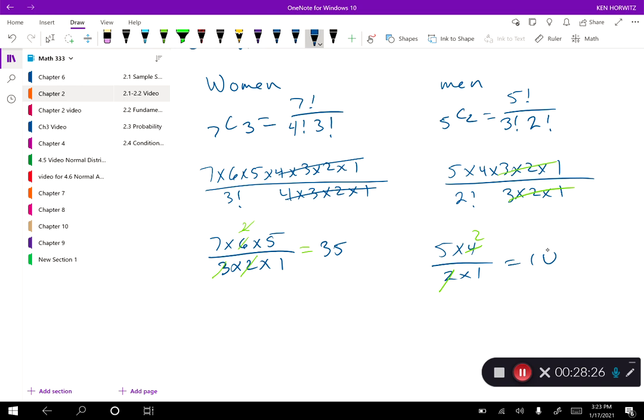So for the different ways to choose the women and the men, we use the fundamental counting rule. We have 35 times 10, which equals 350.